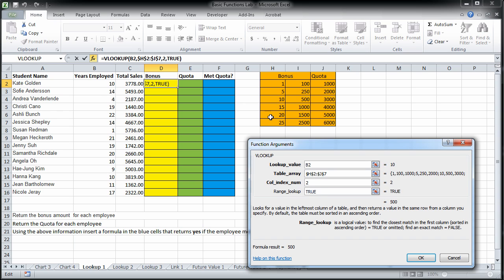So we know in this case, we don't want to use an exact match. Where do we use exact matches? When we're looking up text. It's very important to use exact matches when we're looking up text. So in this case, we're done.